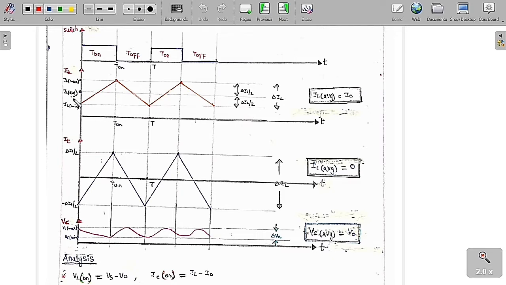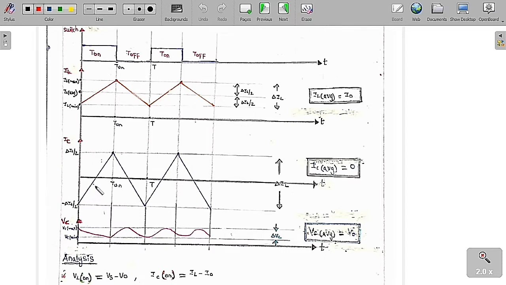We can say clearly IL average is equal to IL minimum plus delta IL by 2, or IL average is equal to IL maximum minus delta IL by 2. So delta IL is called the ripple. The average value of the inductor current is equal to I0, because I have already told you IL is equal to I0 plus IC. So IL average is equal to I0 average plus IC average, and IC average is equal to 0, because the average value of the capacitor current is always 0. Therefore IL average is equal to I0. This is the thing that you always have to remember in this circuit.